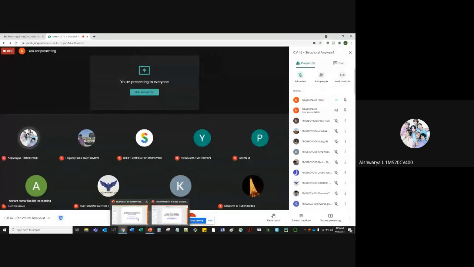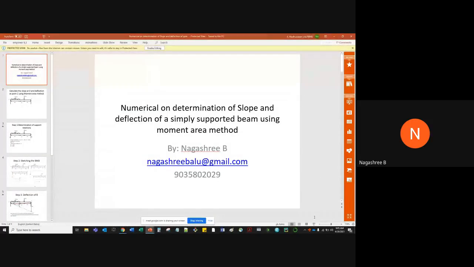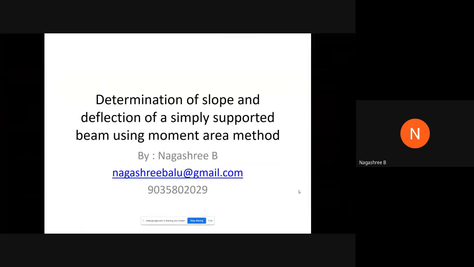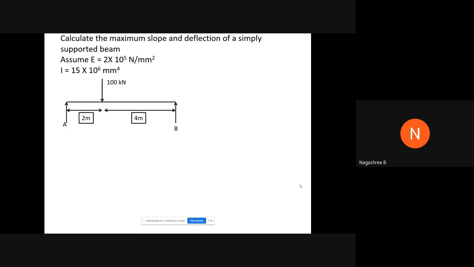Yes, ma'am. Okay. So today I'll be discussing how to determine the slope and deflection for a simply supported beam using the moment area method. In the previous classes we had discussed how to determine the slope and deflection for a cantilever beam using the moment area method. So in this class, we'll discuss the same for a simply supported beam. I have brought a problem to you here.